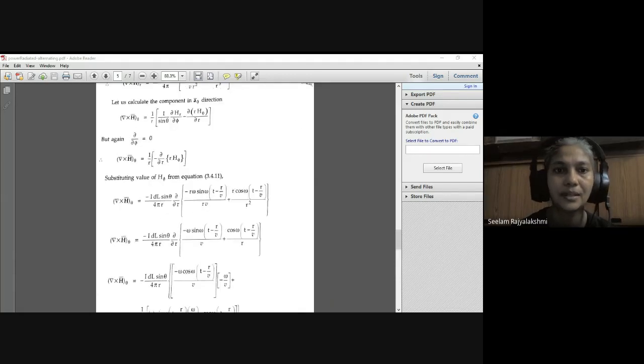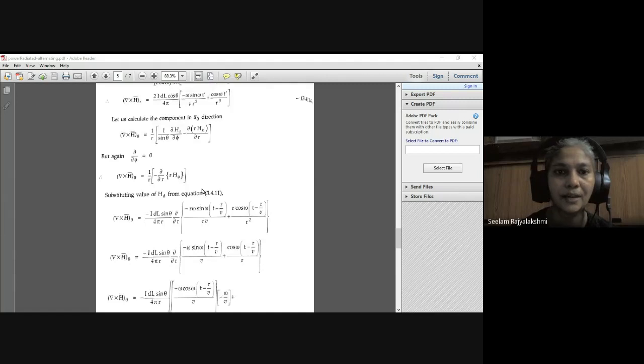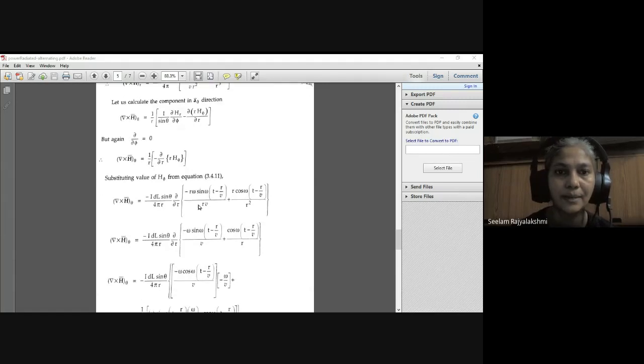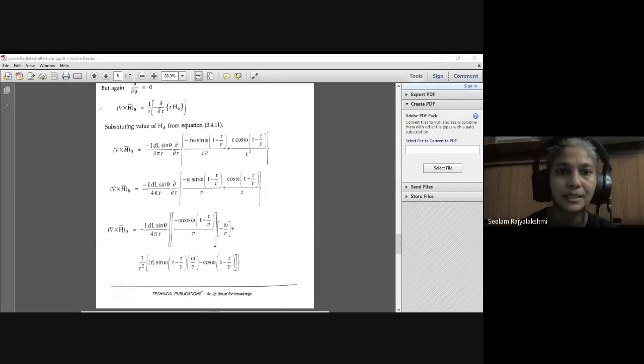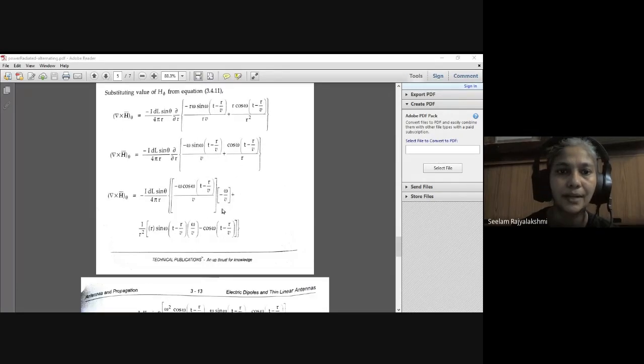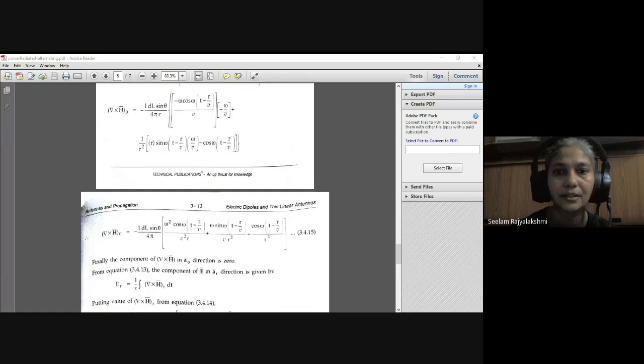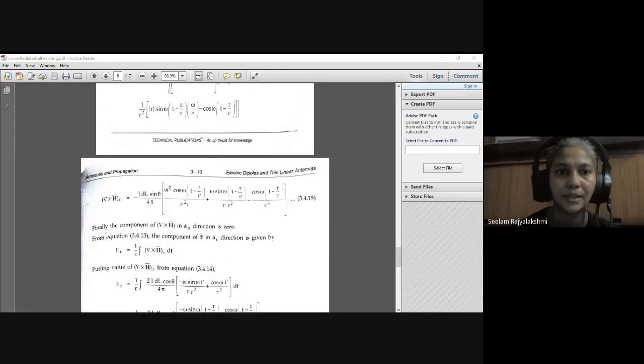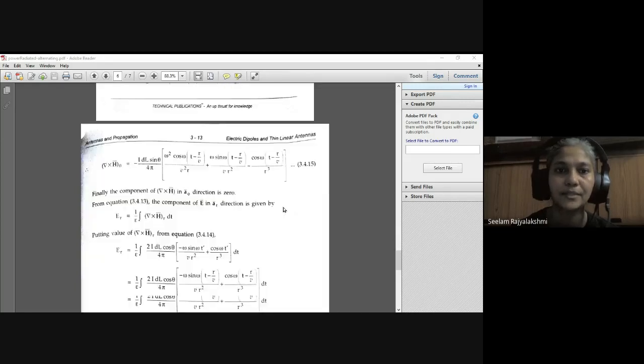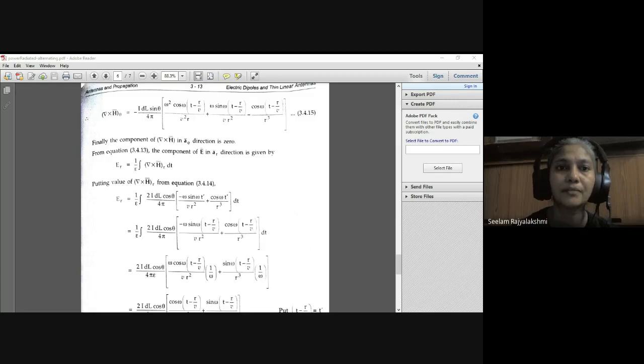So again substituting H phi from equation number 11, which we already have, and solving this equation, finally we will obtain del cross H in the theta direction equal to minus I dl sin theta by 4 pi times omega square cos omega (t minus r by nu) by nu square r, plus omega sin omega (t minus r by nu) by nu r square, minus cos omega (t minus r by nu) by r cube, which is equation number 15. Finally, the component of del cross H in the phi direction is 0.